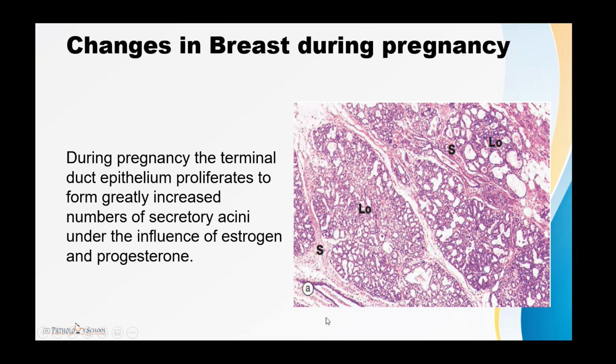During pregnancy, as the breast prepares for its postpartum function of lactation, there is increased proliferation, which leads to an increased number of secretory acini under the influence of estrogen and progesterone. Here we see the increased number of acini in the lobule, which is separated by the fibrocollagenous stroma.